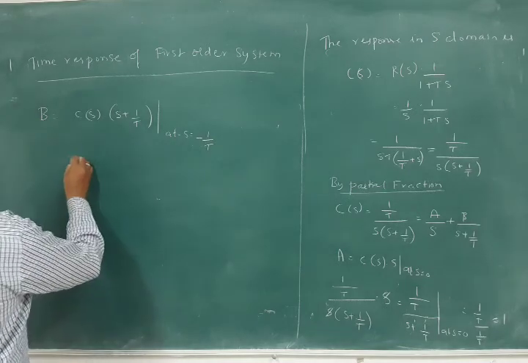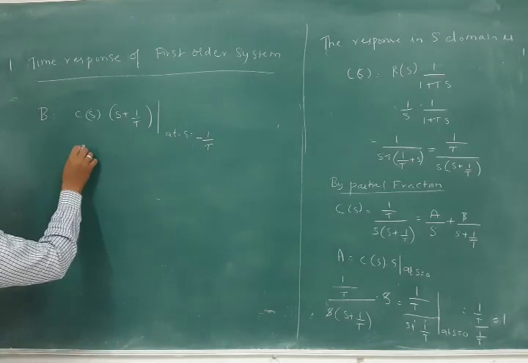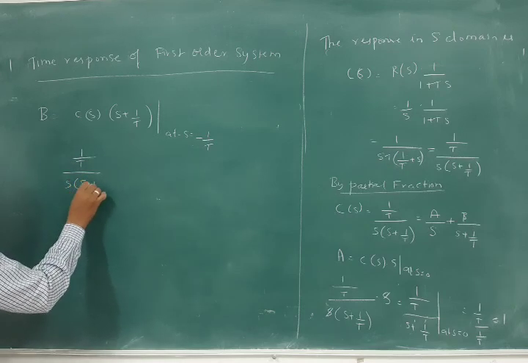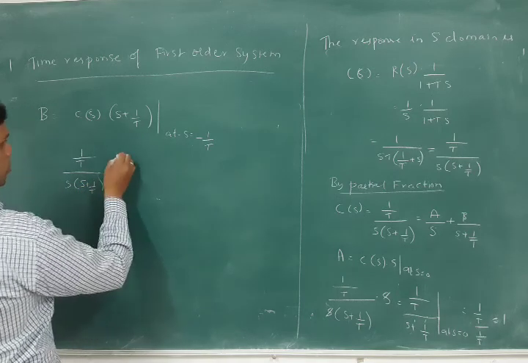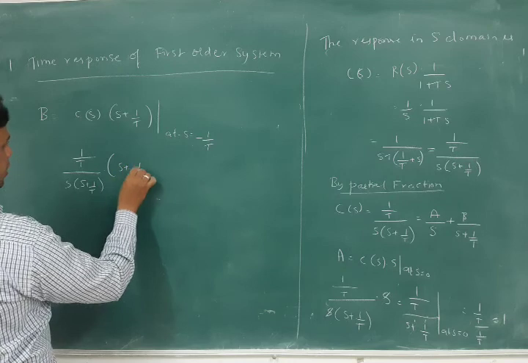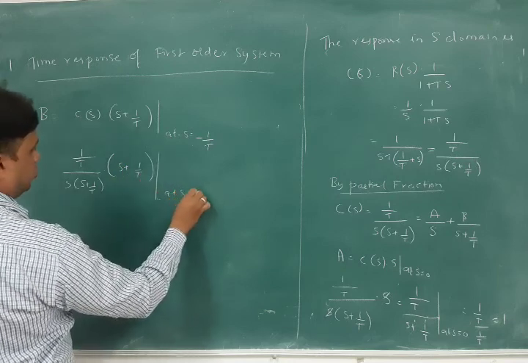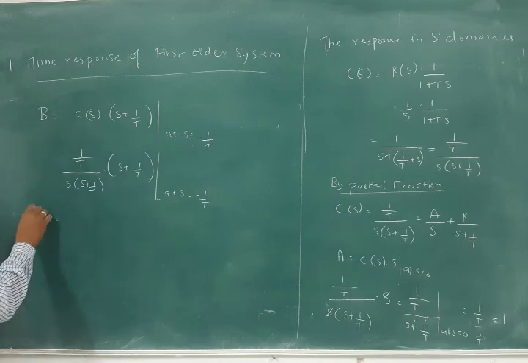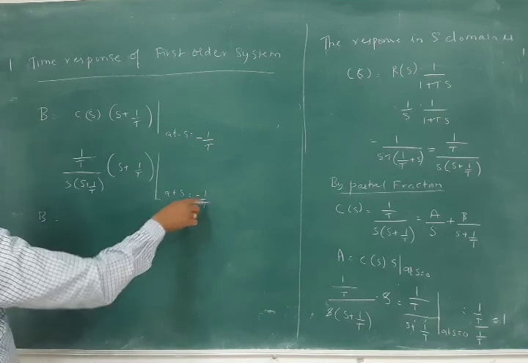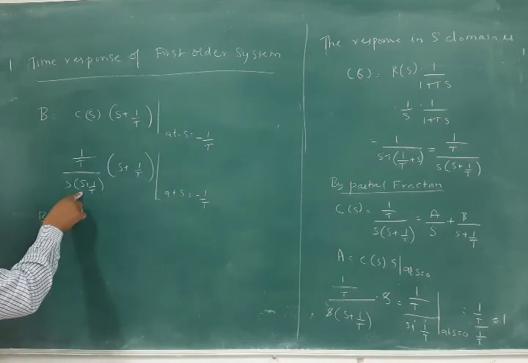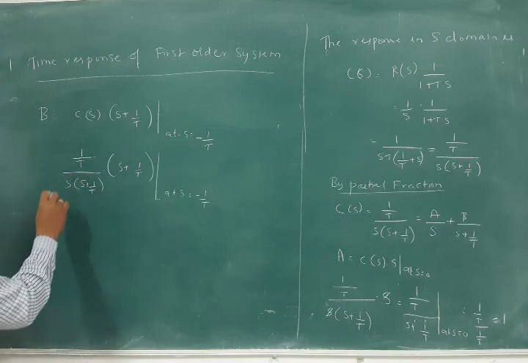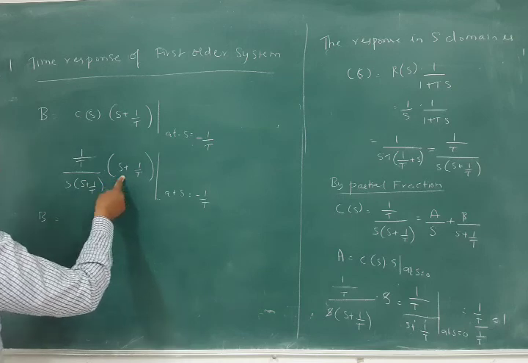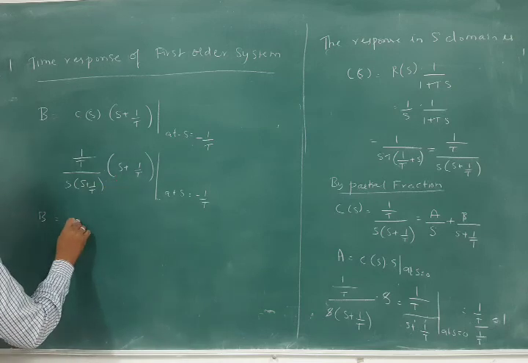After taking this, b is equal to, what is C of s? C of s is already given: 1 by t by s into s plus 1 by t, into s plus 1 by t, at s equal to minus 1 by t. If you solve the equation for b, you substitute s equal to minus 1 by t, so s plus 1 by t becomes 0 here, and this one is at s equal to minus 1 by t. So you will get b equal to minus 1.